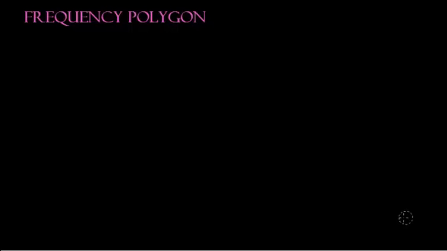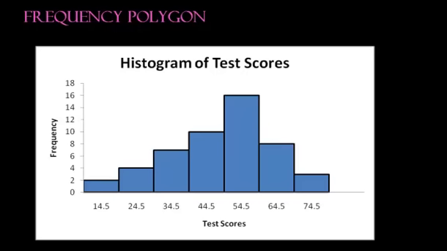A frequency polygon is a statistical graph that uses line segments connected to points located directly above the midpoint values on a histogram. So let's look at an example using a histogram that was created using our test score data that we had when we created a frequency distribution.